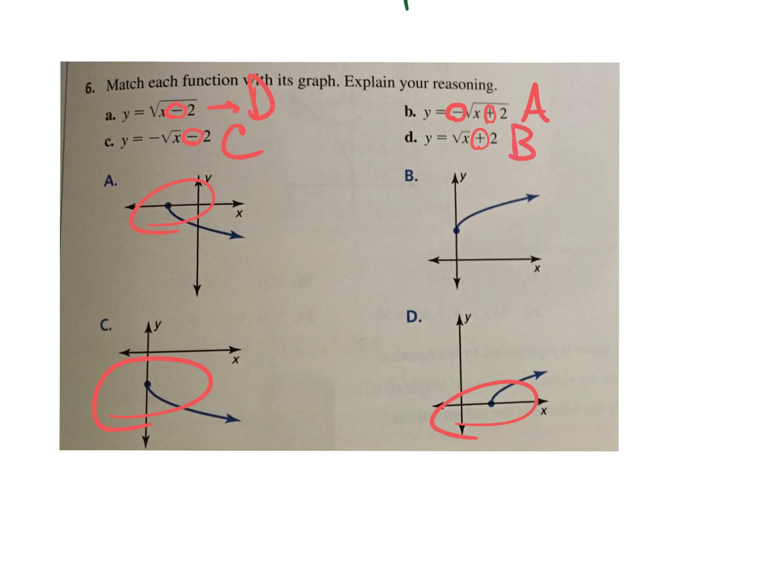Okay, so there's your number 6. And that's it for section 1, 1 through 4 and number 6. Okay, let's move on then to section 2. And we start again with some cube root graphs.